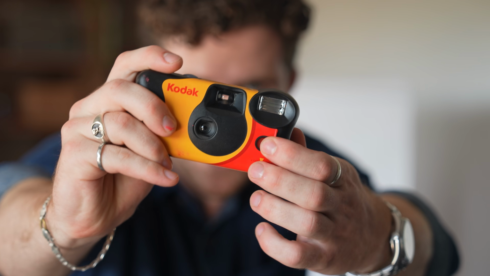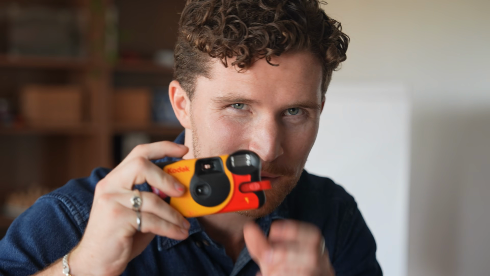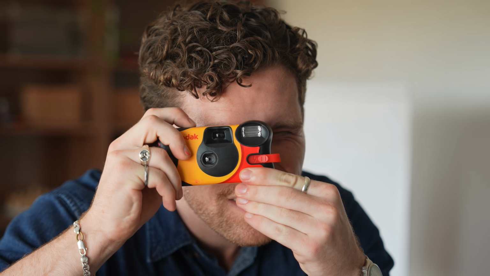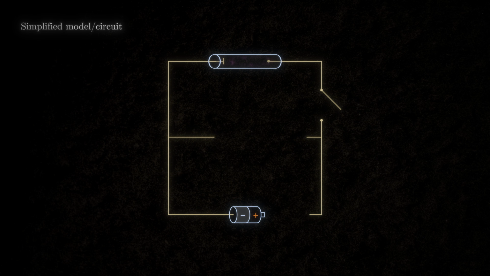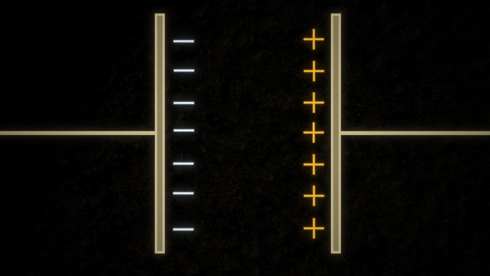Take this disposable camera. When I turn on the flash, it takes a moment to charge. You can hear it. And then when I take a picture, it releases all that energy at once. That's because inside are two conductive plates separated by a gap. When I turn on the flash, I apply a voltage across them. And because they're not connected, charge builds up on each side, storing energy.